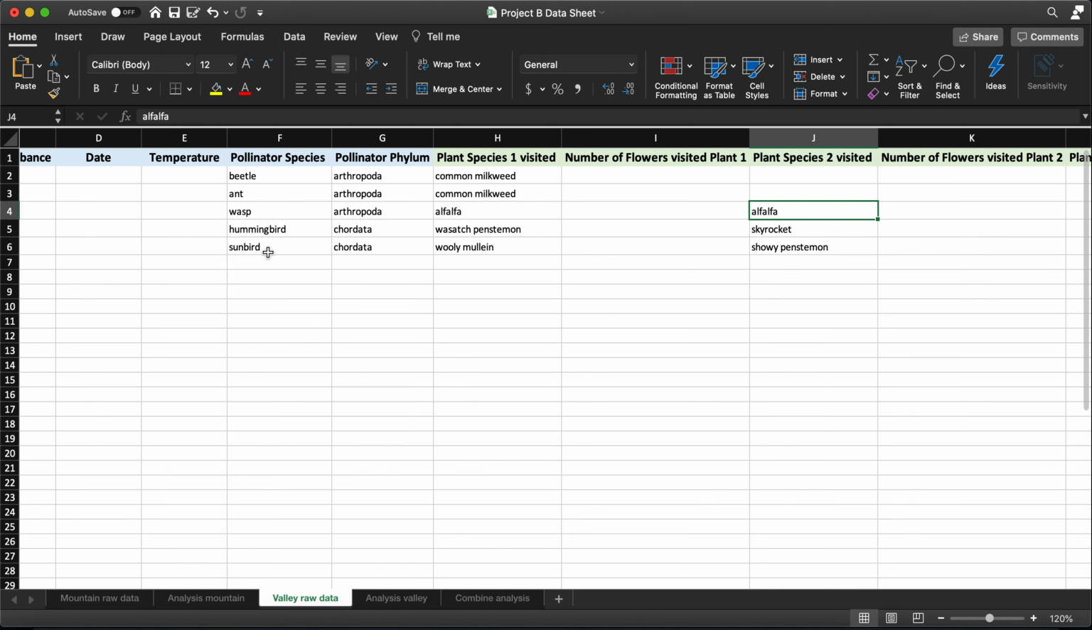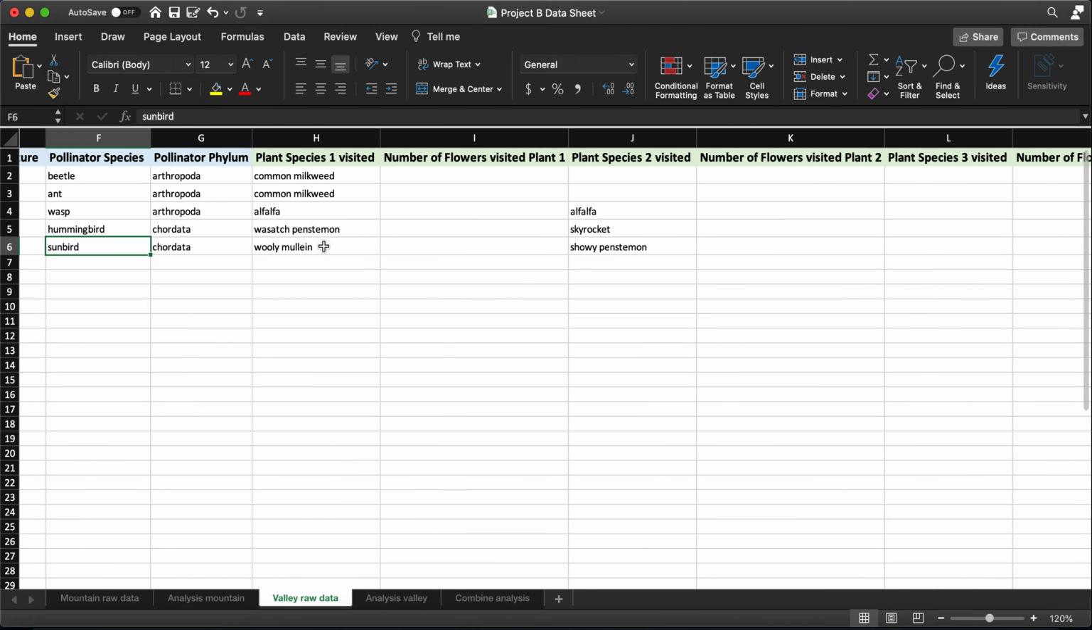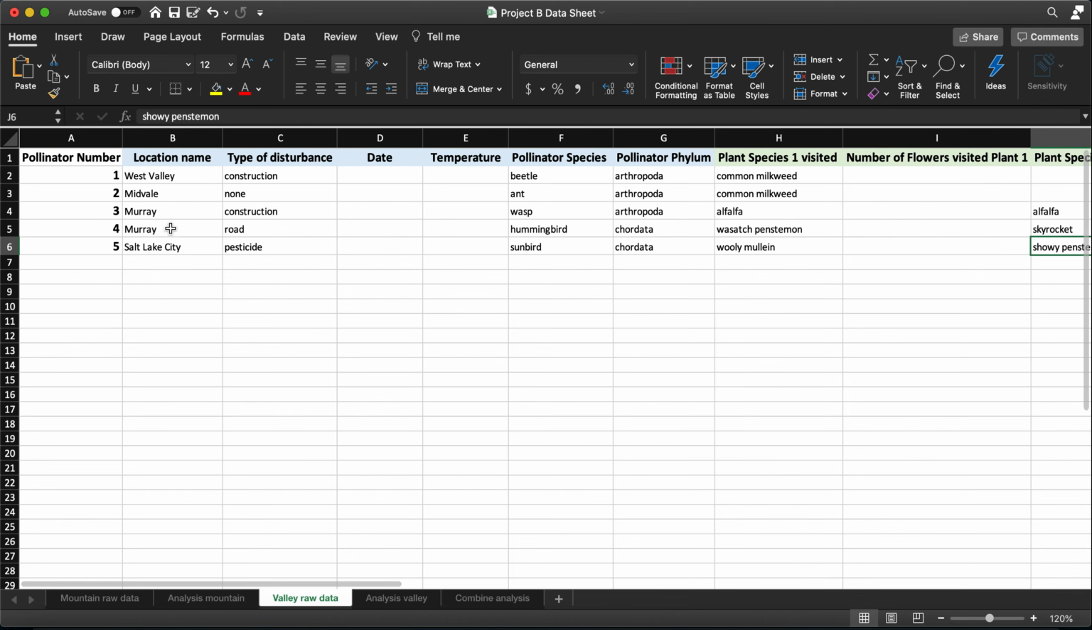And then you can see that this sunbird visited this plant, and then this one here. So two different species. Okay, so you're gonna be doing that for your 18 pollinators per site. And again, if you didn't find the 18 in one particular site, you should double or increase the amount of samples in the other site then.